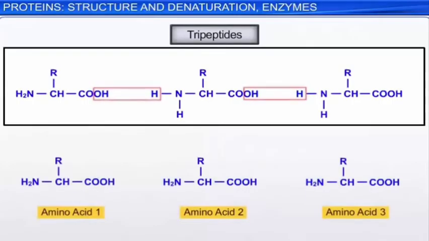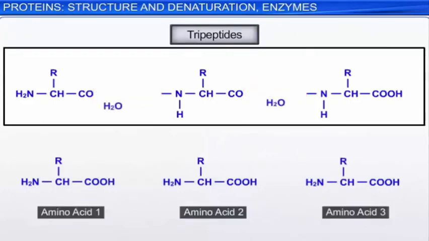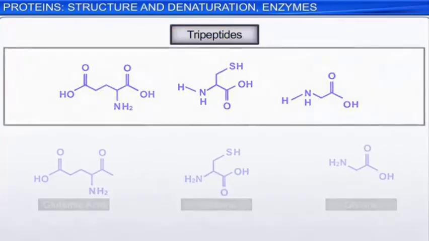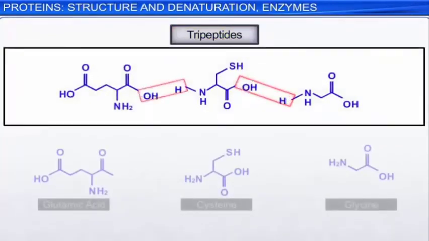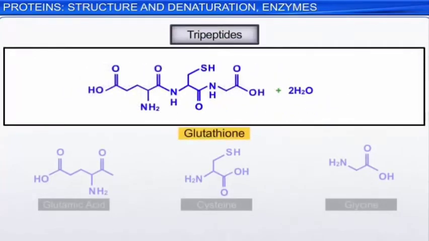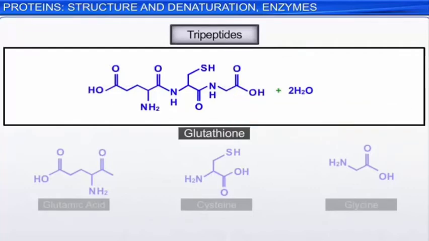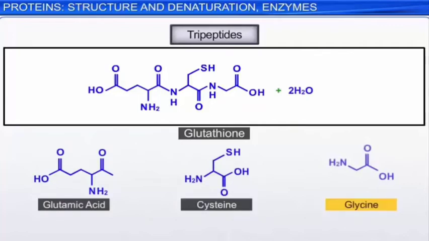Three amino acids linked by two peptide linkages are called tripeptides. The tripeptide glutathione protects the cells from oxidizing agents. It is formed from glutamic acid, cysteine, and glycine.